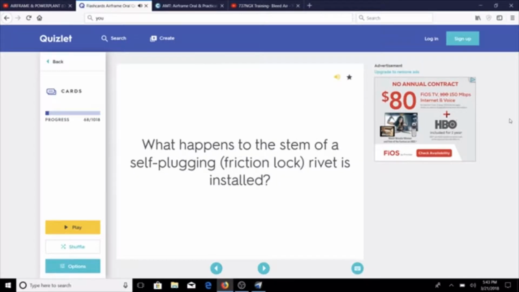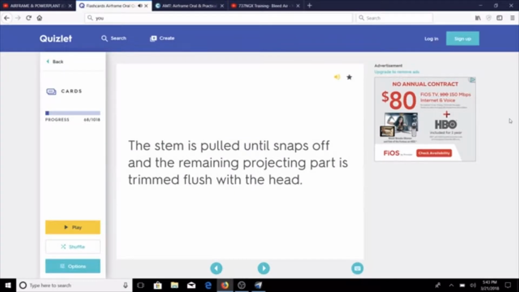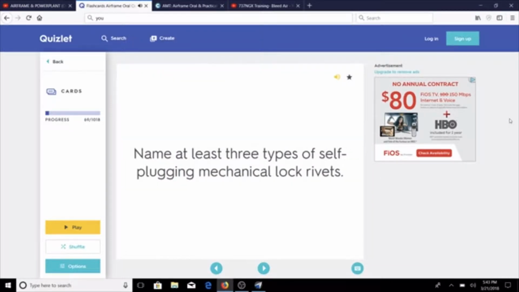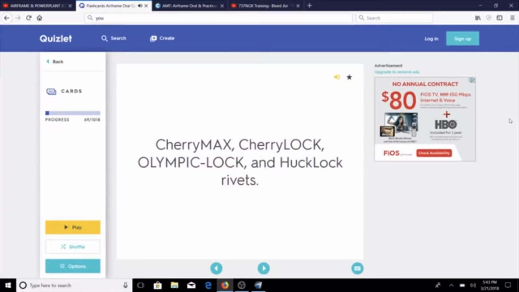What happens to the stem of a self-plugging rivet when installed? The stem is pulled until it snaps off and the remaining projecting part is trimmed flush with the head. Name at least 3 types of self-plugging mechanical lock rivets: Cherry Max, Cherry Lock, Olympic Lock, and Hook Lock rivets.